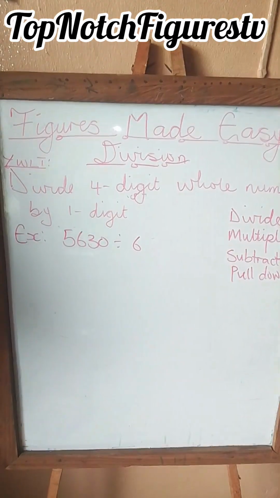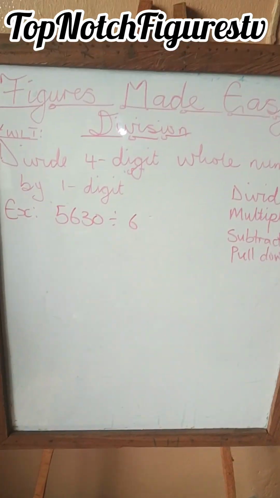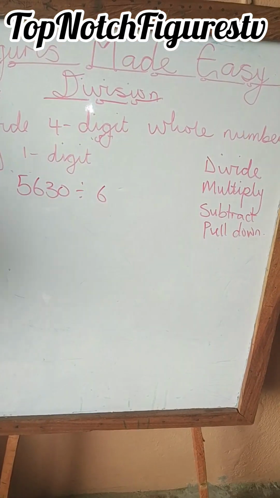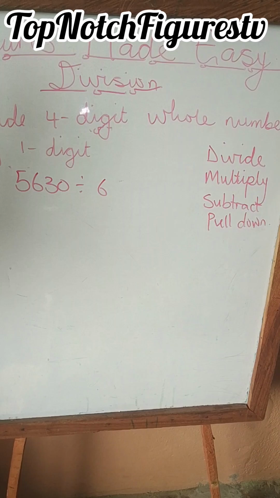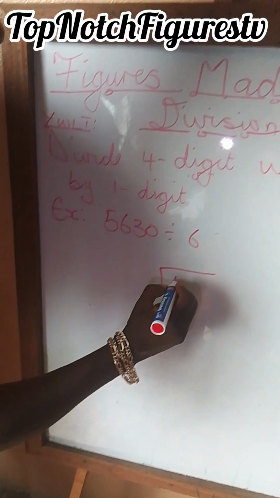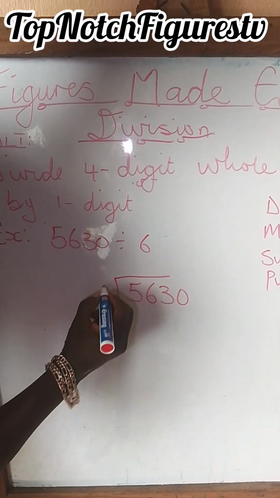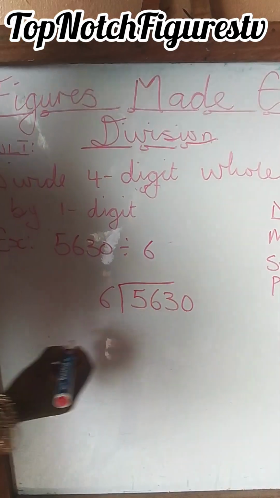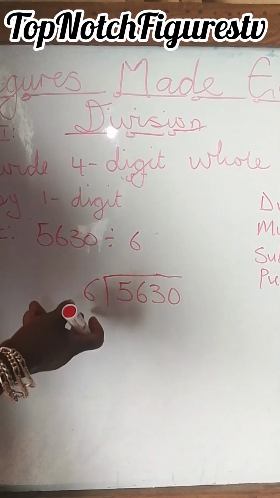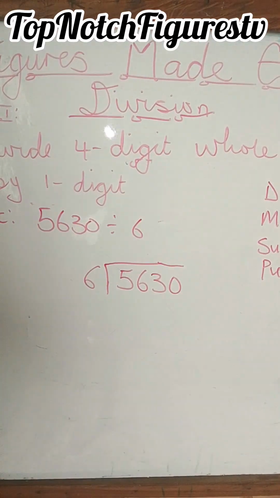Okay, so this is another example. We have 5630 divided by 6. Remember, you have your divisor outside and your dividend inside.